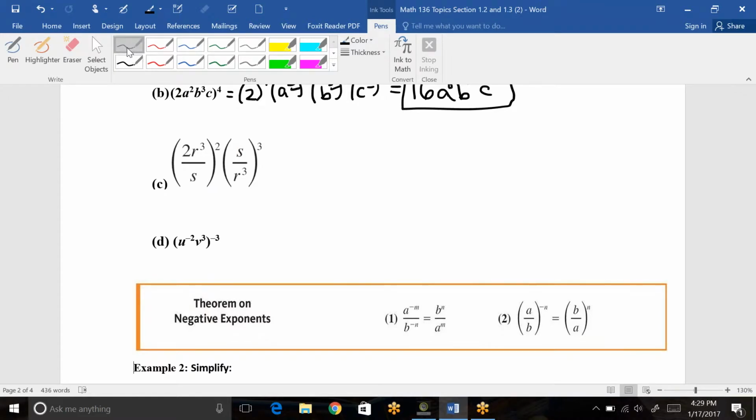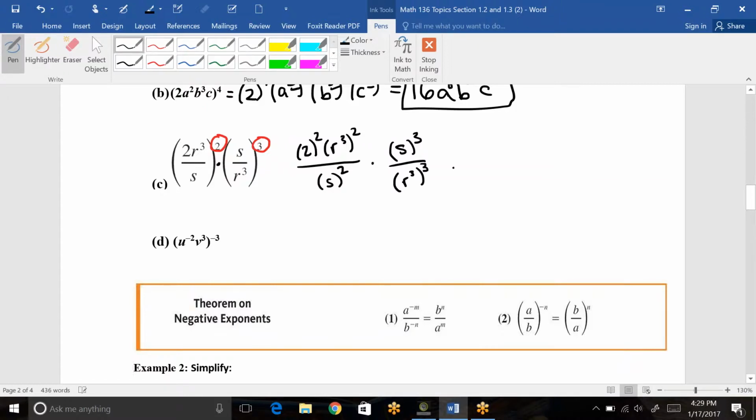For part c here, we have to be a little bit more careful. The reason for that is there are exponents on the outside, so you cannot multiply this top times this top yet. You need to simplify each fraction first as much as possible before you multiply. That's just the order of operations: Please Excuse My Dear Aunt Sally says I need to deal with this exponent part before I can multiply in between. So we're going to work with 2 squared, r to the third squared, all over s to the first squared, times, on this fraction we need to apply the 3, so s to the third over r to the third to the third.